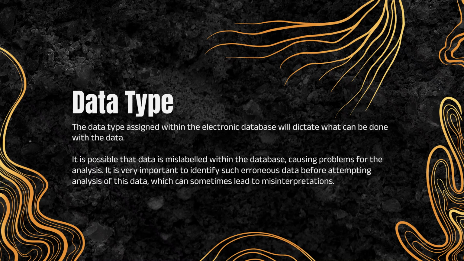It is very possible that data is mislabeled within the database. I've seen it, especially with date variables. They can be presented in a number of ways. They can be in the wrong format, and even though they're in the wrong format, they can look correct. This is going to cause problems for the analysis itself, so it's very important to identify the errors before attempting the analysis. Otherwise, it can lead to misinterpretations or delays in your analysis. It is a pain. It's always just easier to check as a first step before you do your data analysis. Just make sure that you have the correct data types associated with each variable.